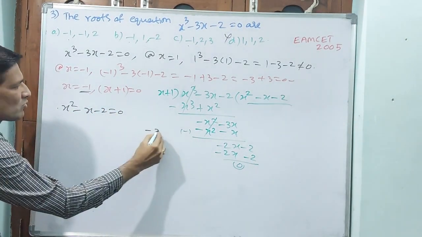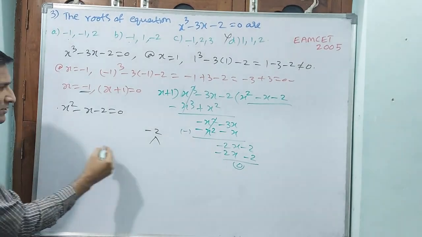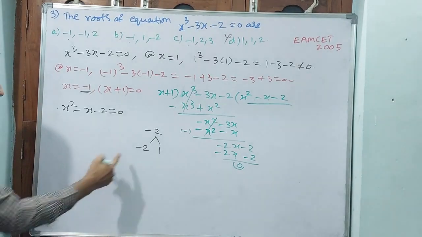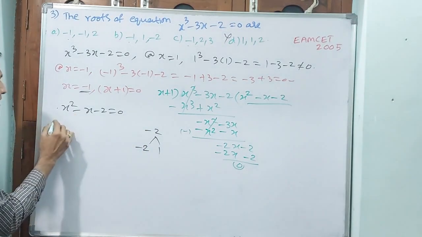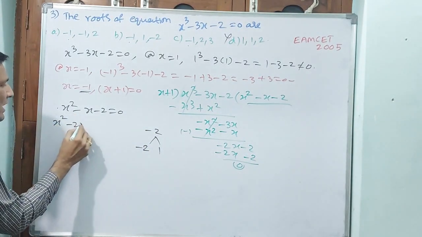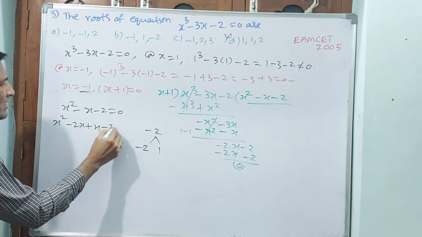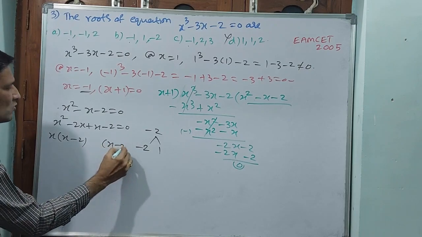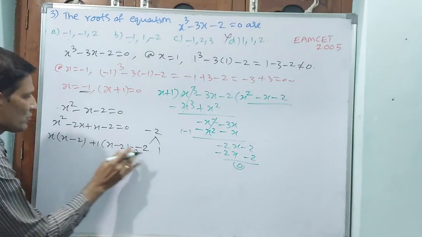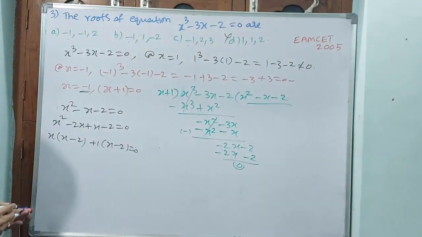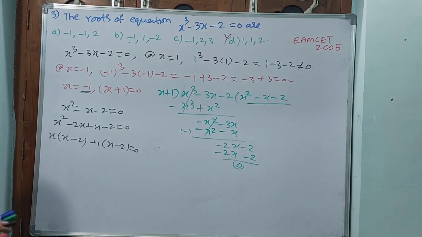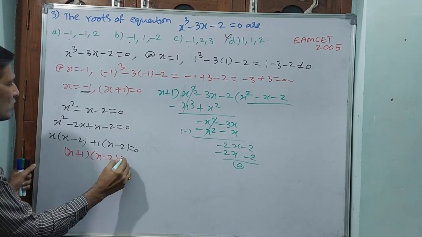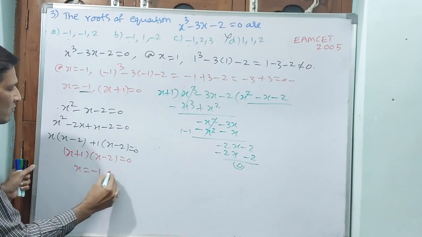See, 1 into minus 2 is minus 2, and minus 1 has to come. Simply 2 minus 2 into 1. Okay, minus 2 plus 1 is minus 1. Okay, write down. X square minus 2x plus x minus 2 equal to 0. X you take common, x minus 2 will be there. Here x minus 2 you take common, then plus 1 you keep. So what will happen here? X plus 1 into x minus 2 equal to 0. That means x is equal to minus 1, x is equal to 2.